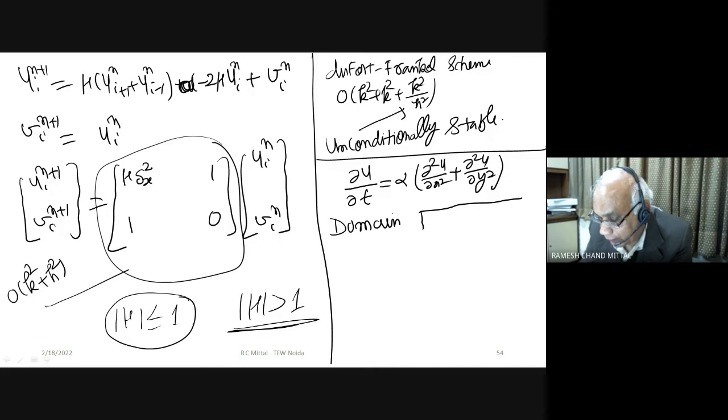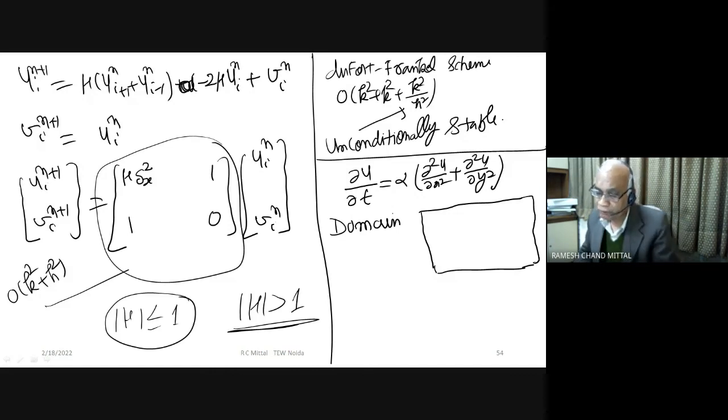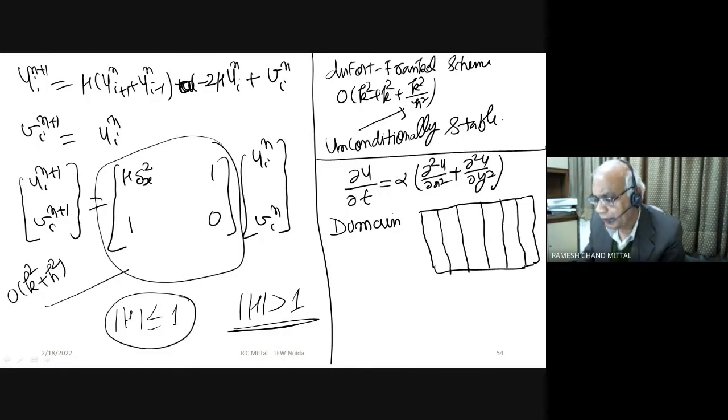I cannot take anything besides a rectangle or square, otherwise a curved boundary will create problems for me. So my domain is a rectangle, and I take my step length along the x direction, and the same step length, without loss of generality, along the y direction. So I created my mesh.